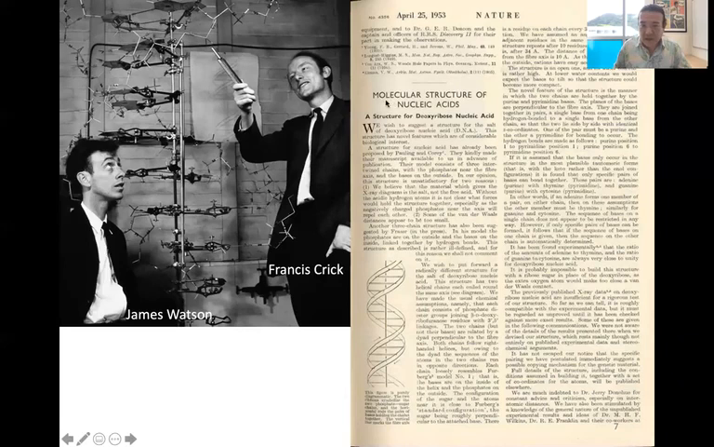Here's the article, Molecular Structure of Nucleic Acids. You can see the article is actually not that long. I think by the end of the second column over here, they just go through a paragraph of thanking people. And this is the only illustration in that article. I think all of you recognize this now as being DNA. But just think, back in 1953, this was the very first illustration of DNA.